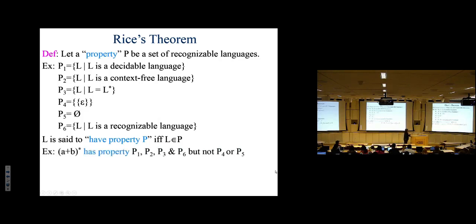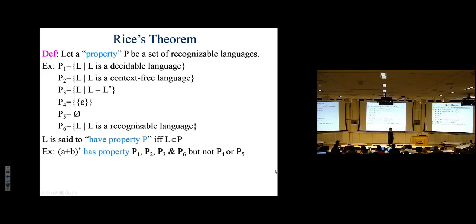So for example, (a+b)*, sigma star, has property 1, 2, 3, and 6, but not 4 and 5. Why? Because it's a decidable language, sigma star, sure. It's a context-free language, yeah. Okay. It's equal to its own Kleene closure, sure. It's sigma star already. The Kleene closure of sigma star is still sigma star. You're not going to get any more strings than sigma star. So it has property P3, but it doesn't have property P4 because sigma star is not an element of this set P4, and it's certainly not an element of this set P5 because P5 is the empty set. Nothing is an element of it.